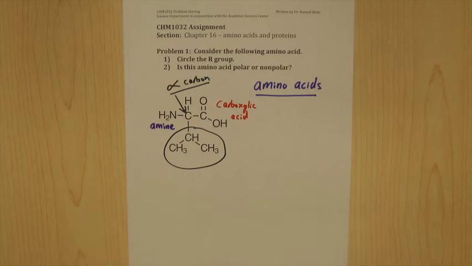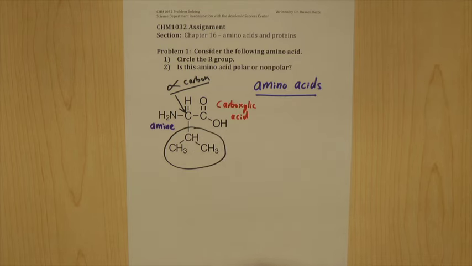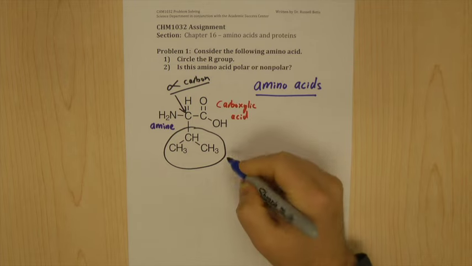Is this amino acid polar or non-polar? It's non-polar. And now how do I know that? The R group contains only carbon and hydrogen. So that must be non-polar. Just like a saturated fat or unsaturated fat, that's the non-polar side of the fatty acid, for example. This is non-polar.